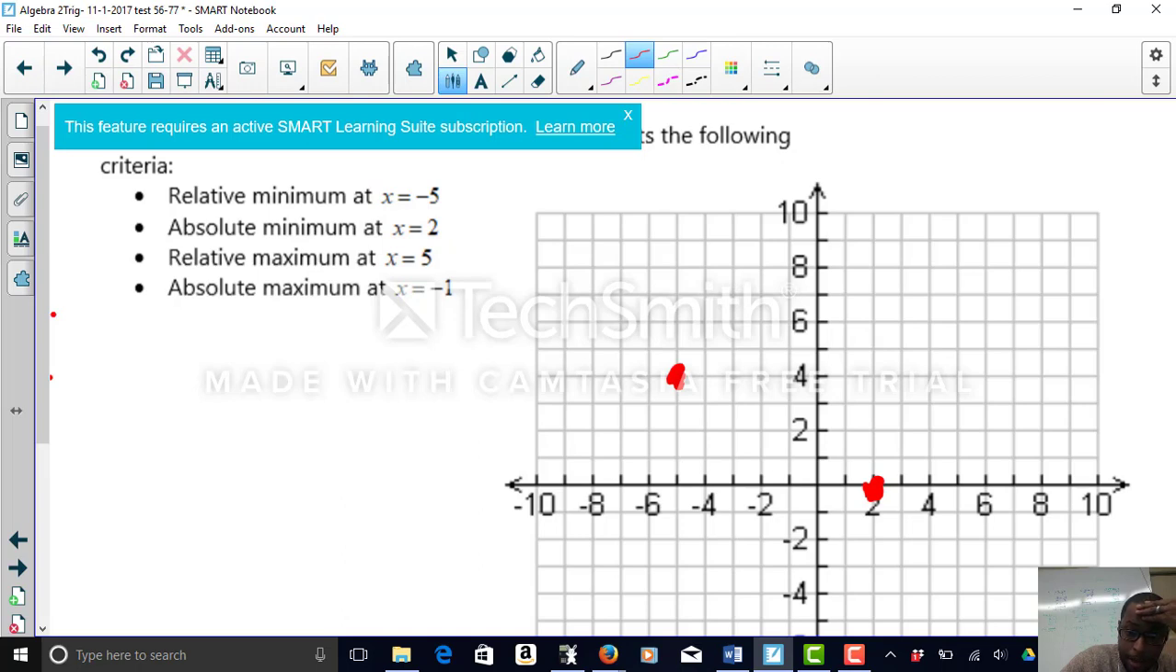So 5 might be here. Absolute maximum, negative 1. So I know negative 1 has to be higher than 5, so I'm going to make it here. So what am I going to do? It's just simple. I might start here and just go like this. Shoop. So 2 is absolute, so that has to be lower. And 5 is relative. Boom.